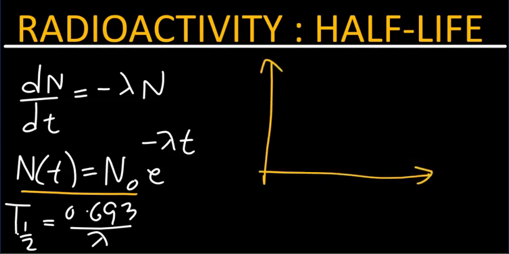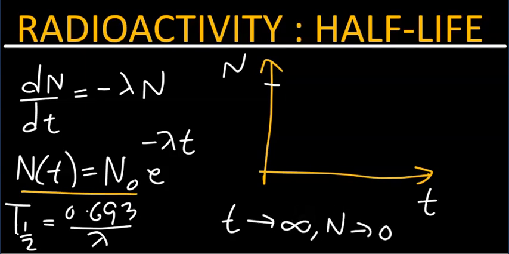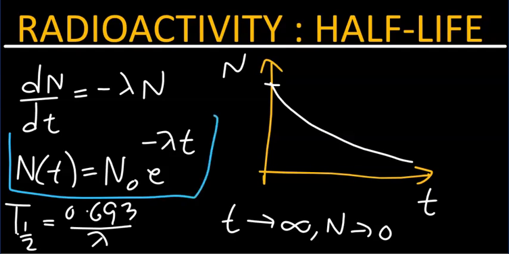with N on the y-axis and time on the x-axis. So we know when t equals 0, N equals N naught. And when t is large, then N goes to 0. So what you have is an exponential graph like that. For that reason, this decay is also known as an exponential decay.